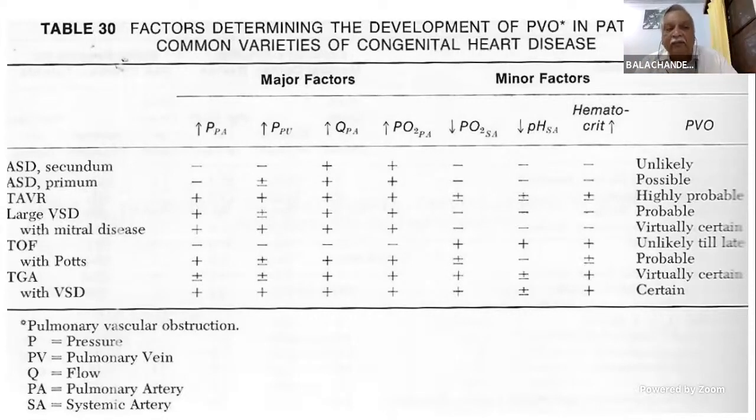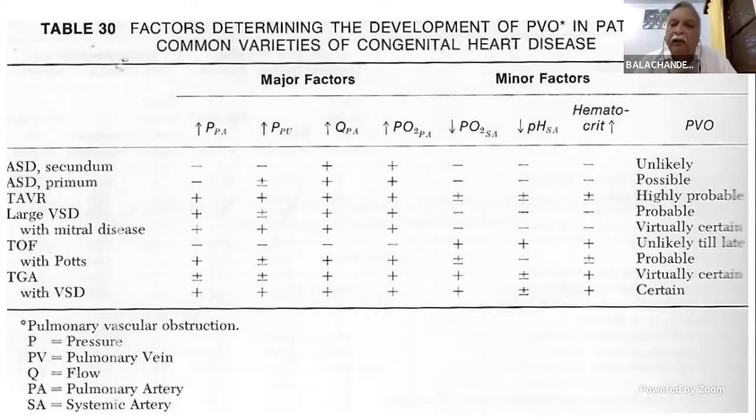And with each disease, we will repeat this slide again later, but what are the major factors which operate? The first factor is increased pressure in the pulmonary artery. The second major factor is an increase in the pulmonary venous pressure. The third is the flow, that is increased pulmonary blood flow. And the fourth, of course, is the increased pulmonary oxygen saturation. So these are the things which operate to develop pulmonary arterial hypertension.